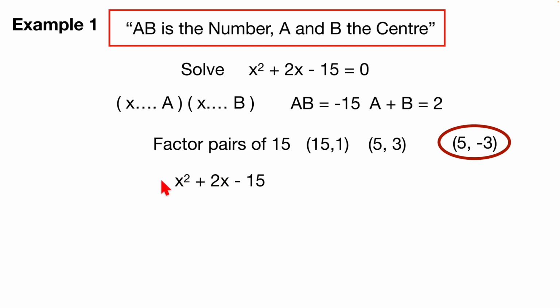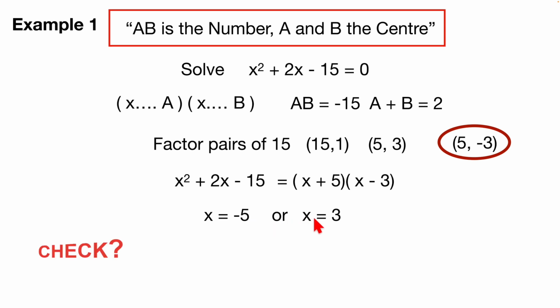x squared plus 2x minus 15 is equal to (x plus 5) times (x minus 3). So one of these has to be 0. So either x equals minus 5 to make this 0, or x equals 3 to make this 0. And notice that these are the opposite, or the inverse I suppose, of A and B: 5 and minus 3. The solutions are minus 5 and 3.